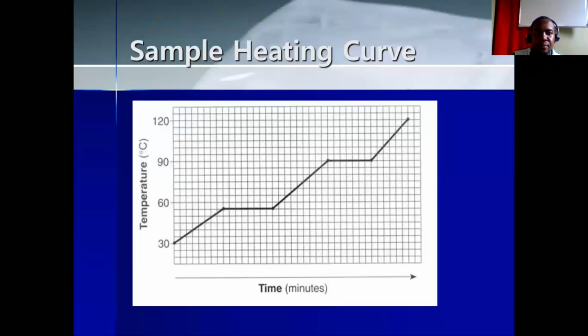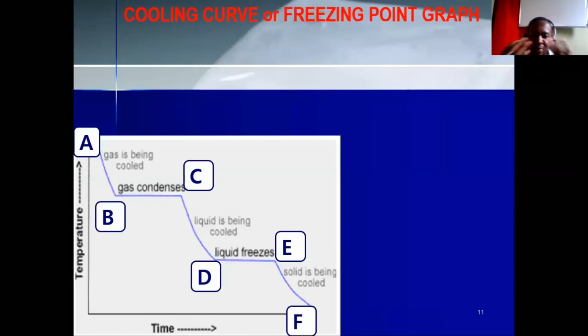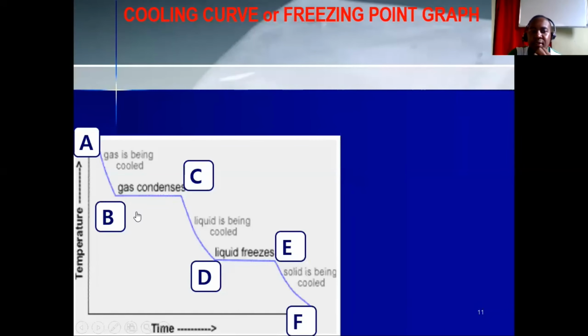Because we have a heating curve, we also have a cooling curve, where we reduce the temperature. We start from a high temperature and reduce it gradually, so we have the same changes of state. We start off at point A with a gas. It's cooling, and cooling a gas will cause it to condense, so we get a liquid. A liquid is formed at point C.